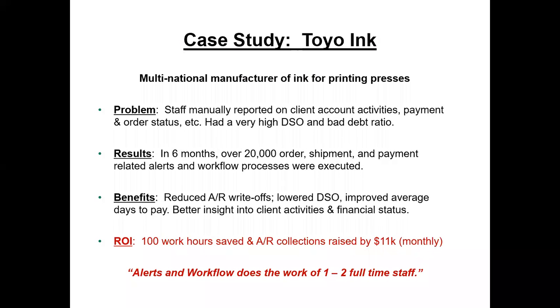They were able to quantify a staff savings of over 100 person hours every month saved. And as an additional bonus, they saw their average monthly AR collections increase by roughly $11,000. In their words, Sage Alerts and Workflow actually did the work of 1 to 2 full-time employees.